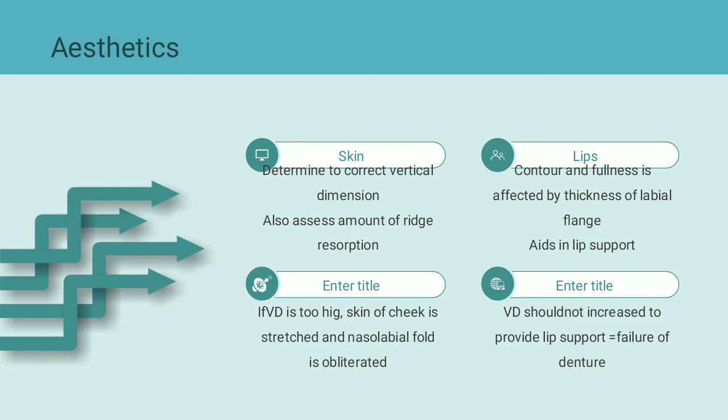The next one is lips. In lips, contour and fullness are affected by the thickness of the labial flange. It also aids in lip support. The vertical dimension at occlusion should not be increased to provide lip support, as it will finally lead to the failure of the denture.